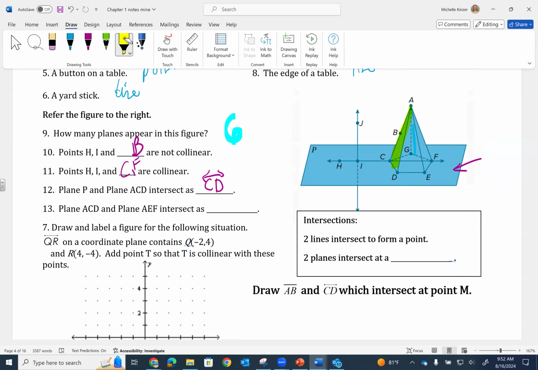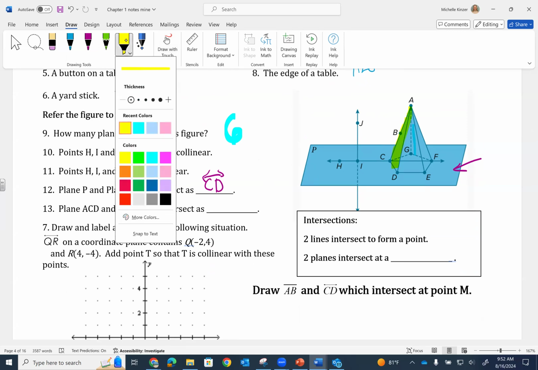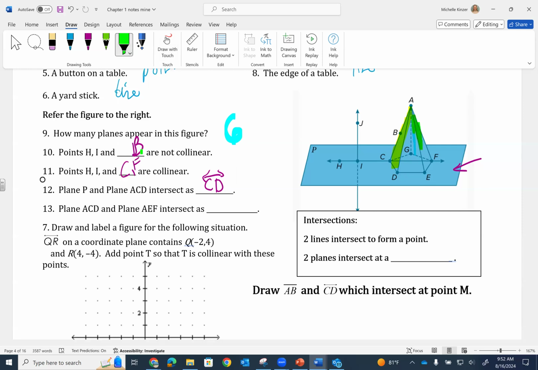The next one, where does plane ACD, that's this one right here, intersect with plane AEF? So let's find AEF. That's over here. They look like I'm using the same color, but one of them's green, one of them's yellow. Where do they meet? Do they meet? Well, yeah, they do. They meet at point A.